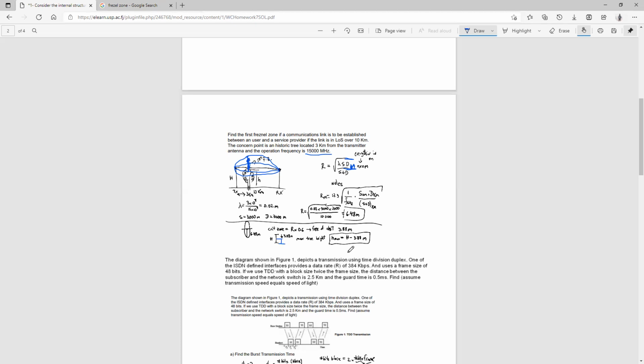So the maximum height of the tree, denoted by small h subscript max, is equal to the height of the transmitter or the receiver minus 3.88, which is the radius of the critical zone, right? So the height of the tree should be within this range, h minus 3.88, before it will start to cause error to the signal that is being transmitted, right? So you get the idea of frontal zone?